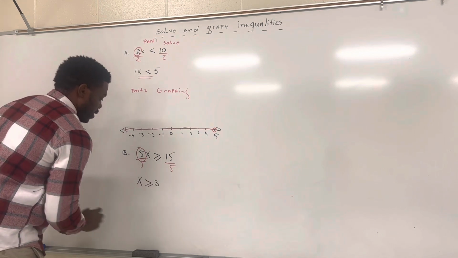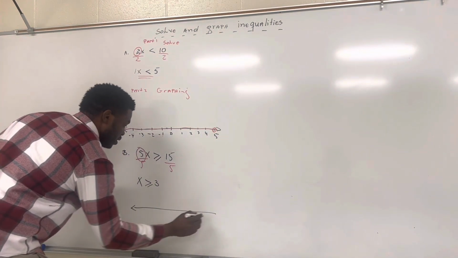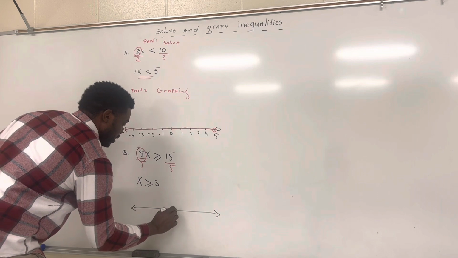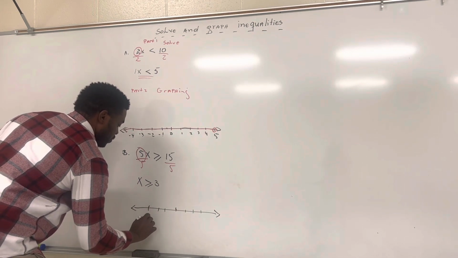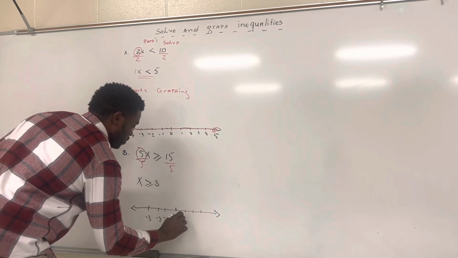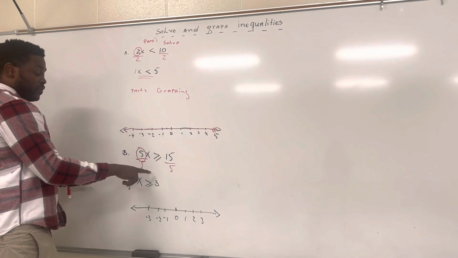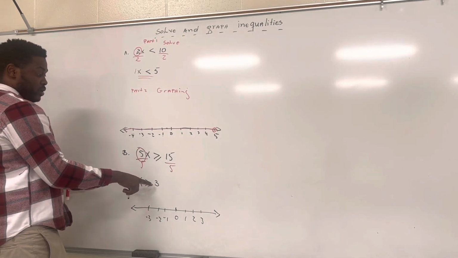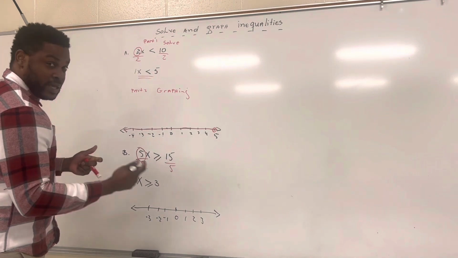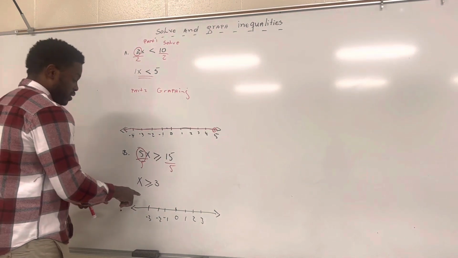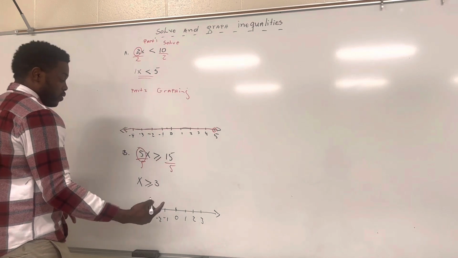3. And then after that, you draw the number line here. Let's just put 1, 2, 3 over here: -3, -2, -1, 0, 1, 2, 3. And you know that it's greater than, but will 3 be included? Yes, 3 will be included because x can be 3, since it's greater than or equal to 3.